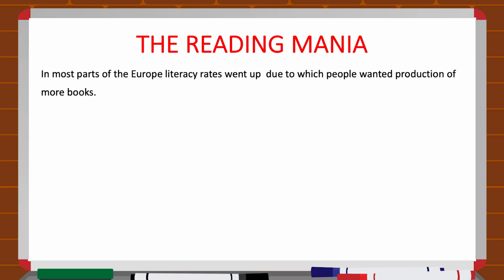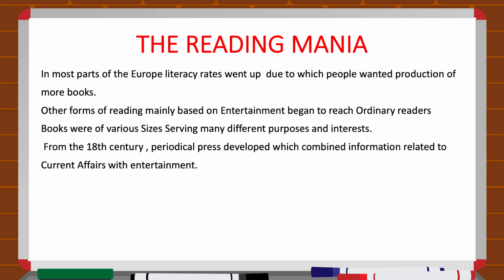The interior of the printer's workshop here is the site of the dance of death. Skeletal figures control printers and its workers. They define and dictate what is to be done and what is to be produced. In most parts of Europe, literacy rates went up, due to which people wanted production of more books. Other forms of reading, mainly based on entertainment, began to reach ordinary readers.